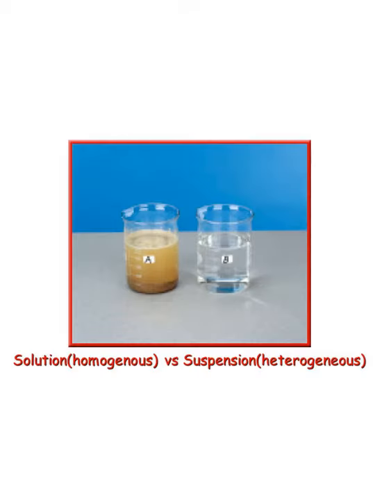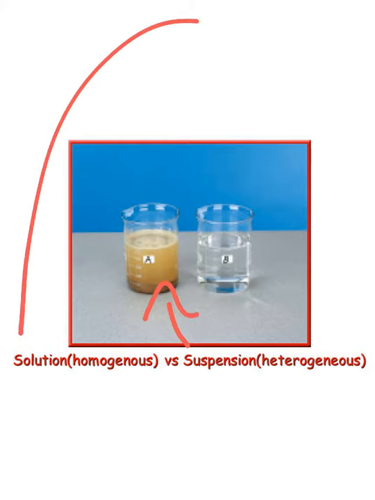Now here's a couple of examples to compare. I have on the left side what's called a suspension. That's this guy right here. And on the right side, I have a solution. Look how different they look. Suspensions are what are called heterogeneous mixtures. A heterogeneous mixture is a mixture in which the materials are not evenly distributed.